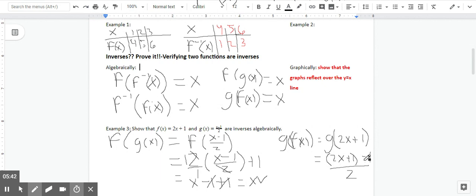Now let's start by simplifying this top part of the fraction. Plus 1 minus 1 gives us 0. So we get 2x over 2. These 2's cancel out to be 1 over 1. So we get x. Check. f of g of x equals x, and g of f of x equals x. Therefore, these two functions are inverses.